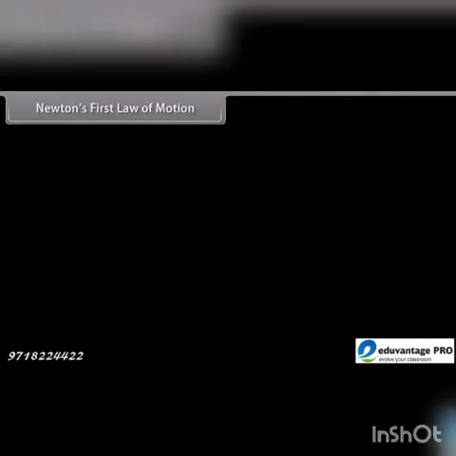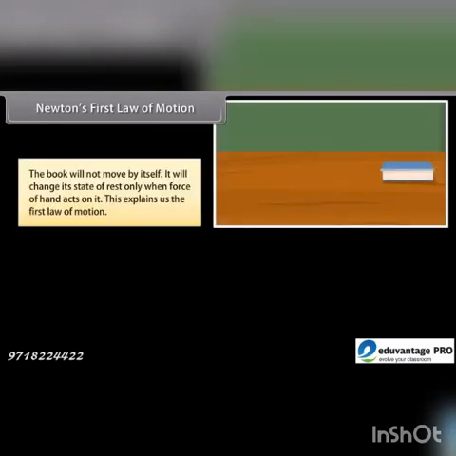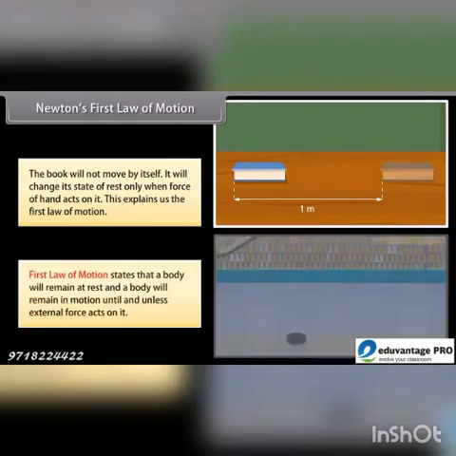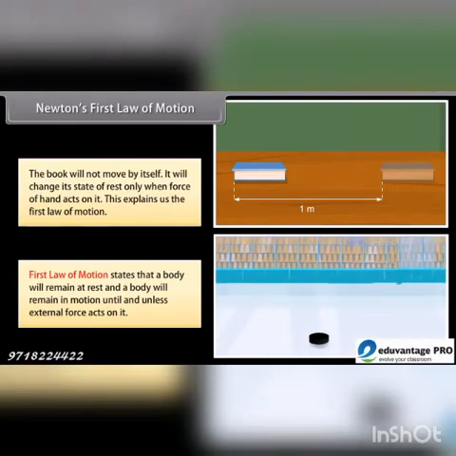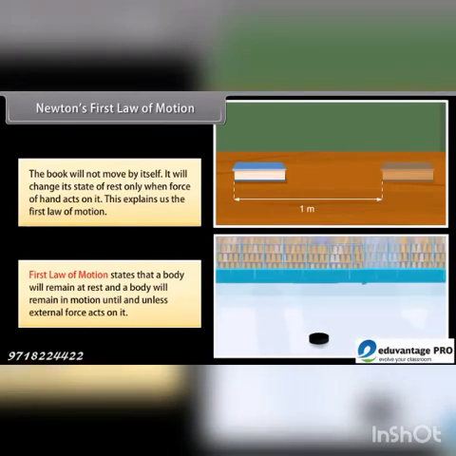Newton's first law of motion. The book will not move by itself. It will change its state of rest only when the force of the hand acts on it. This explains the first law of motion. The first law of motion states that a body will remain at rest, and a body in motion will remain in motion, until and unless an external force acts on it.